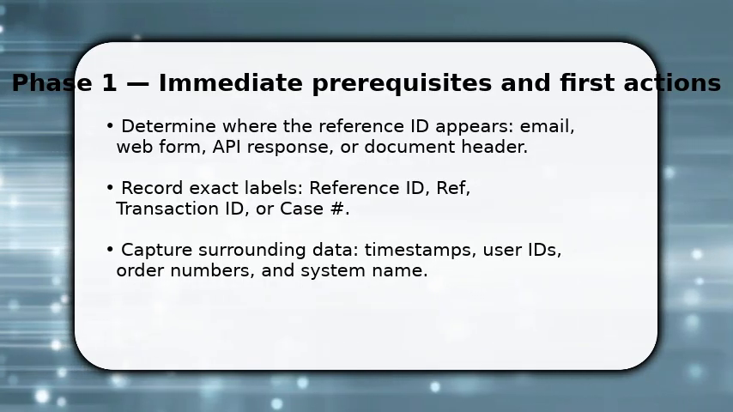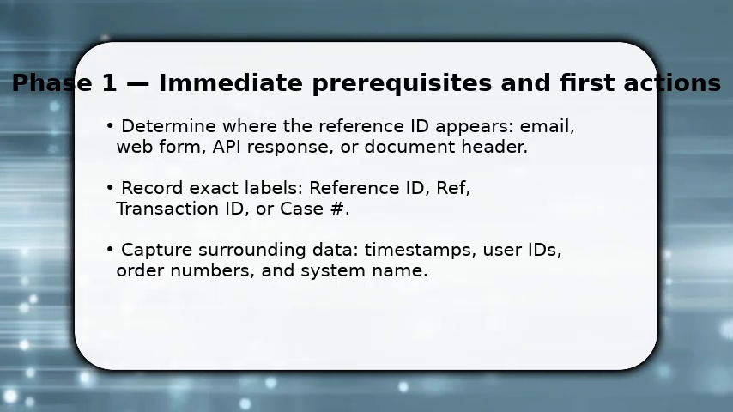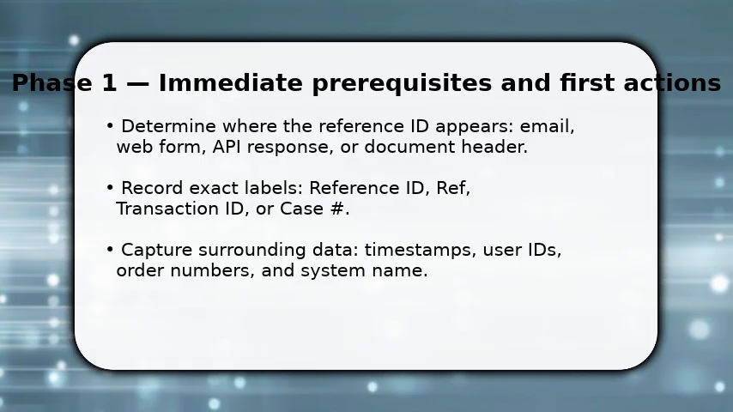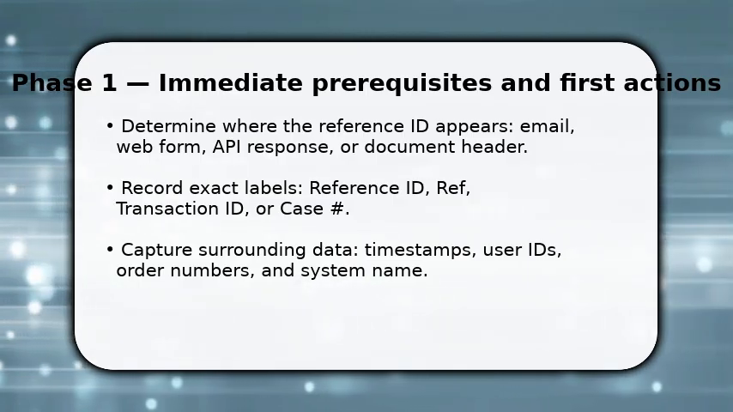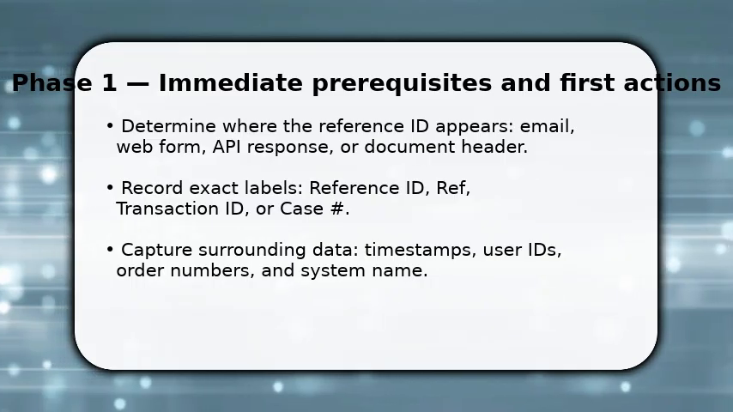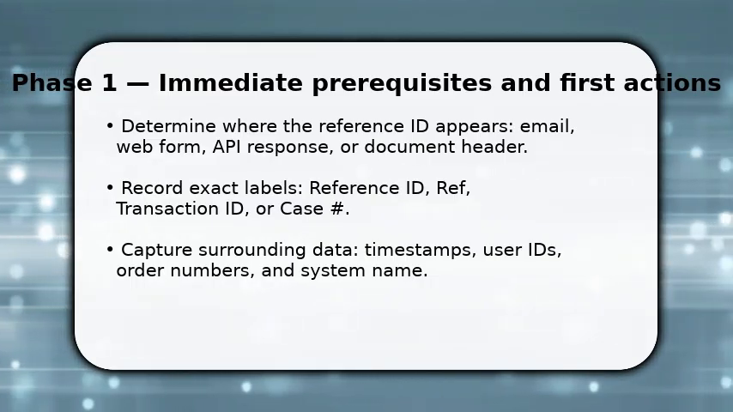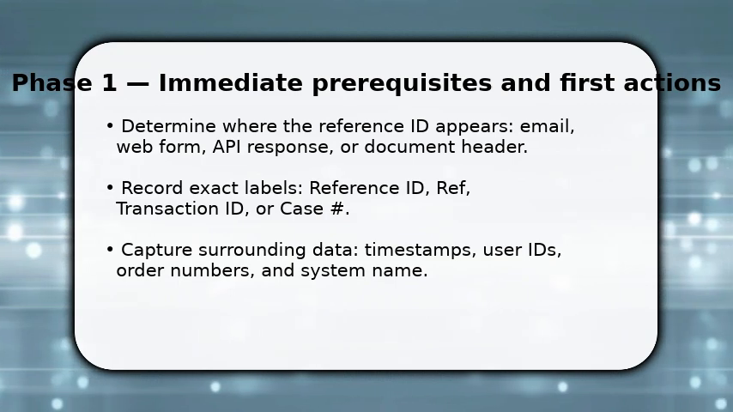Once done, note nearby fields, timestamps, order numbers, or user ID because they help cross-check. Make sure to copy the exact string including hyphens or prefixes. Small differences break lookup attempts. Finally, verify which system generated it so you query the right source.